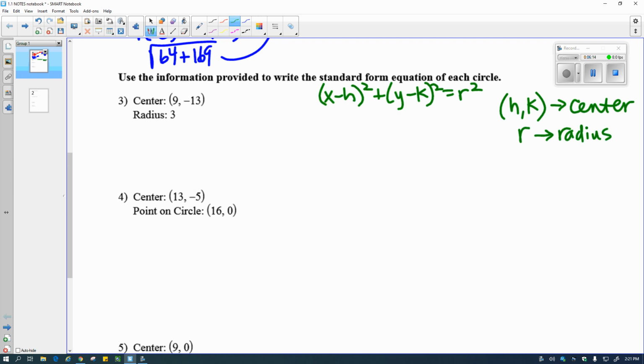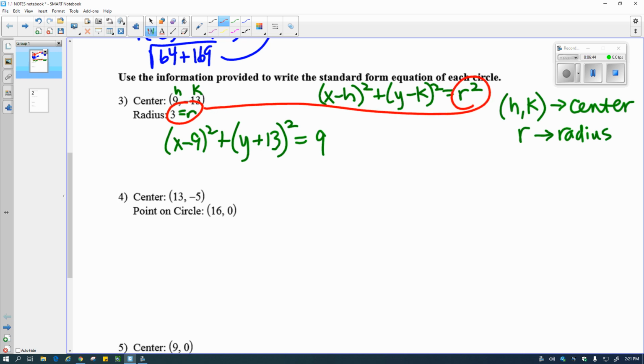And so I'm going to go through, and sometimes it's as easy as this. Here's h, here's k, here's r. I just have to plug it into my formula. This is x minus 9 quantity squared plus y minus negative 13 or plus 13 quantity squared equals 3 squared, r squared, or 9. Remember, when you plug it into the formula here, it is squared, so I'm going to have to square that number when I plug it in. But then this is, when all is said and done, your final answer in that form.